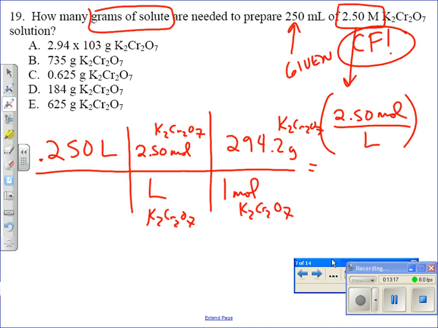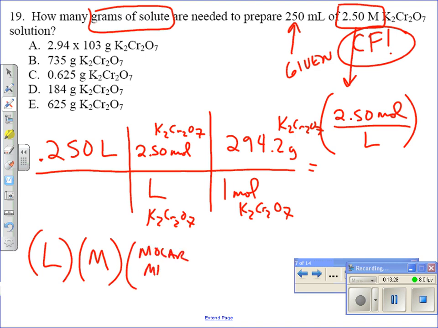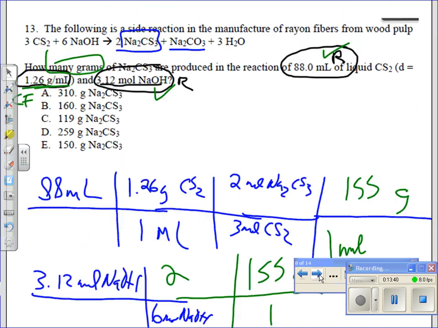The other quick way, a quick solution to do it, is you can always take liters times molarity times molar mass. It's a quick way to always find grams of solute when you need to make a solution in the chemistry lab. We use it in biotech. So liters times molarity times molar mass, it's the same thing you're almost doing in the grid, a quick way to find grams of solute anytime you're making a solution.